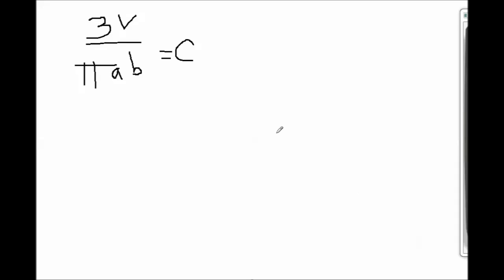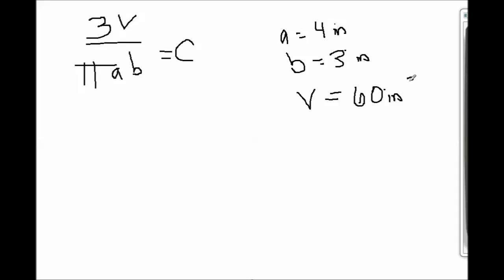Okay, I've done some slick video editing to shorten this for you. I've just rewritten the problem because the problem actually goes a little further, and it says, now tell us what c is equal to if a is equal to 4 inches, b is equal to 3 inches, and v is equal to 60 inches cubed.